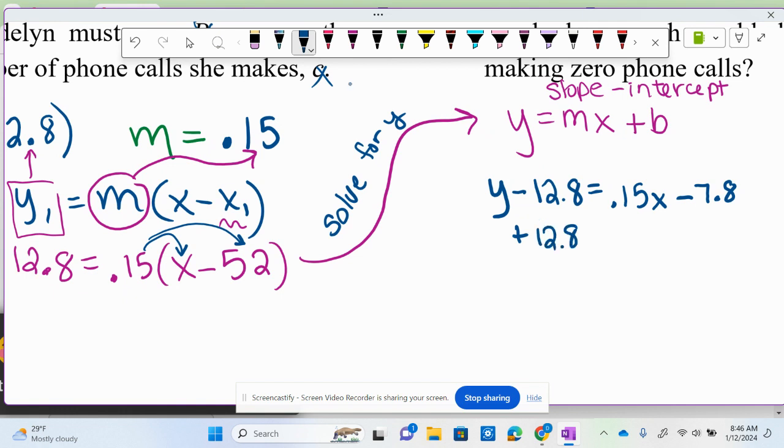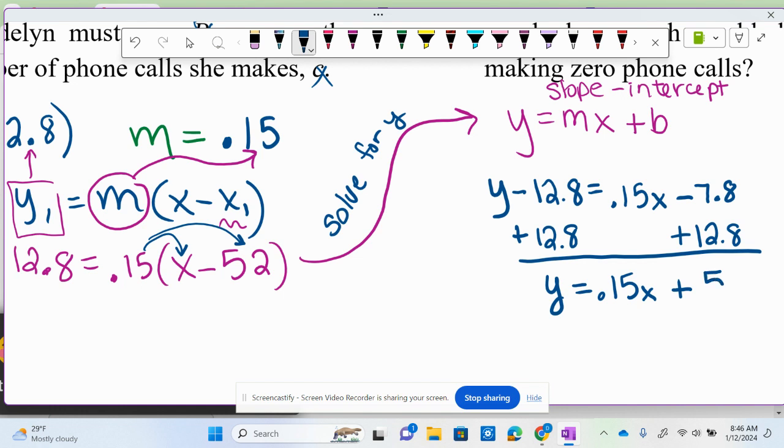Add the 12.8 to both sides. So Y equals 0.15X plus $5. So what is my initial fee? Or I think they called it my fixed charge. What is that fixed charge? Yeah, it's $5.